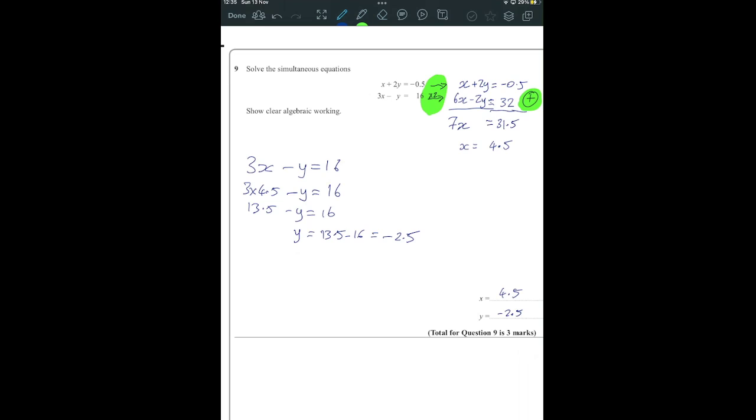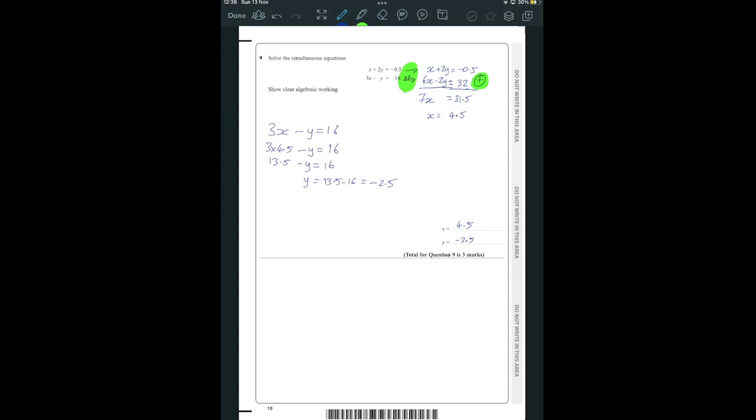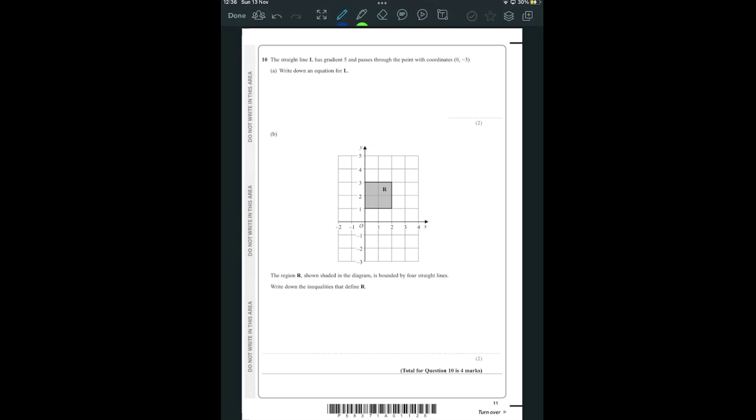And then the other thing is, if we substituted these back into the original equation, we can know whether we're right or wrong. It's not just a check, it's a guarantee. So if I subbed it back into the first equation, 4.5 plus 2 lots of negative 2.5, that's 4.5, subtract 5 is indeed negative a half, which is what the question wanted. So we know we've got this question right. Not all checking techniques are that guaranteed.